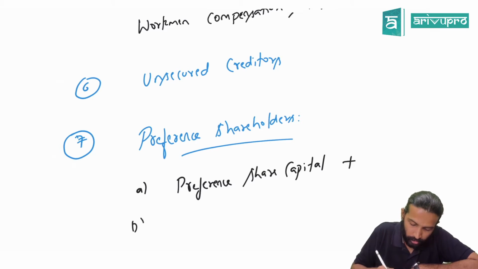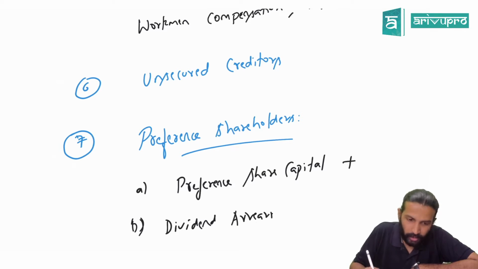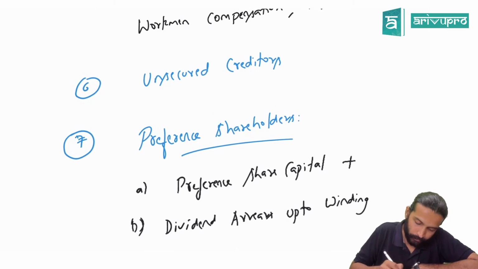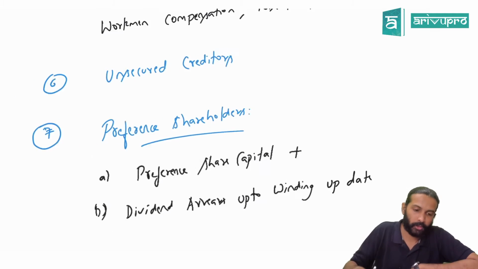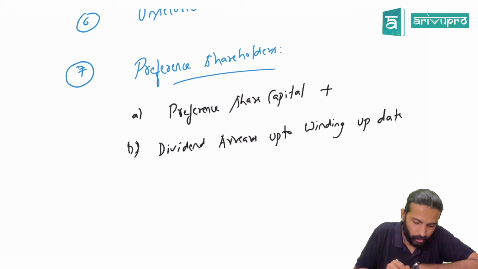plus dividend arrears. Dividend arrears up to the winding up date. This is for preference shareholders.